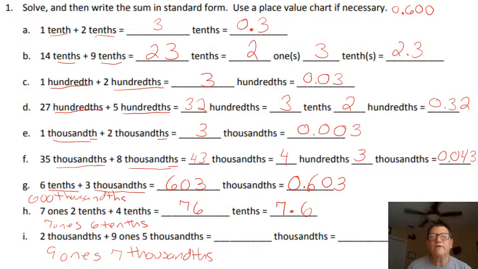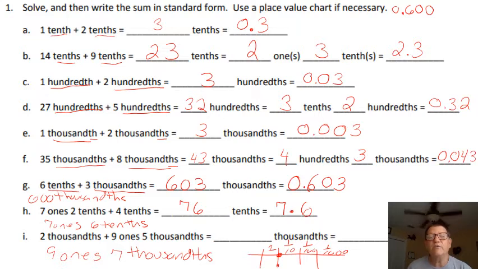Now, on my place value chart, I'm going to draw a quick place value chart here. And I know this is my thousandths position. This is my hundredths position. This is my tenths position. And this is my ones with my decimal point right here.